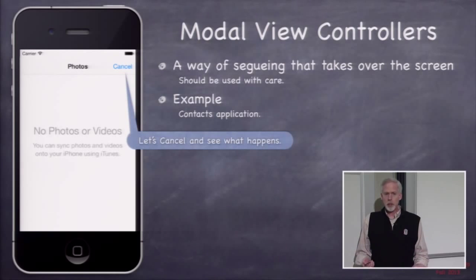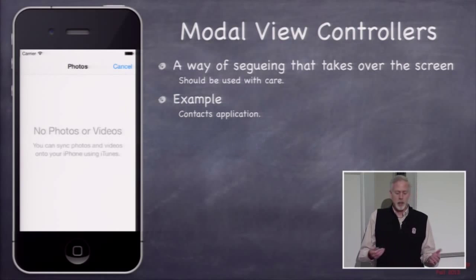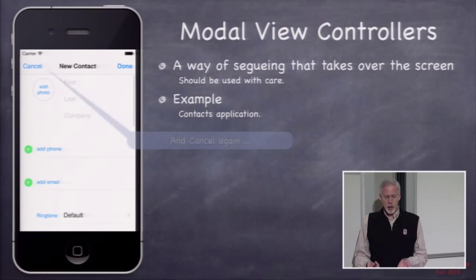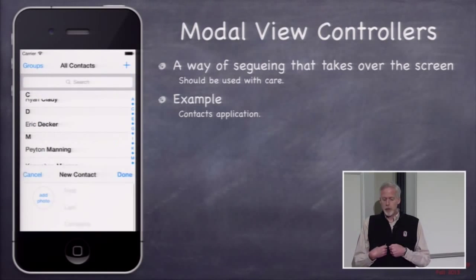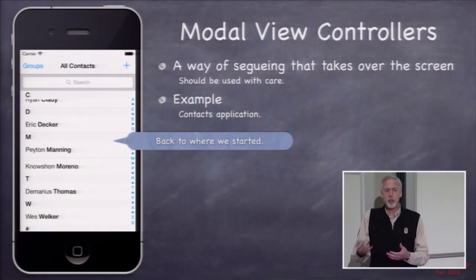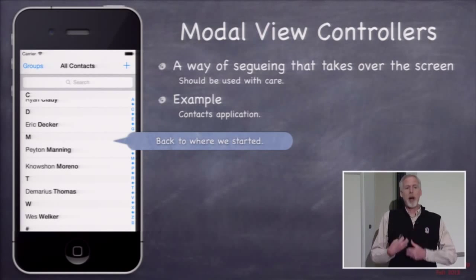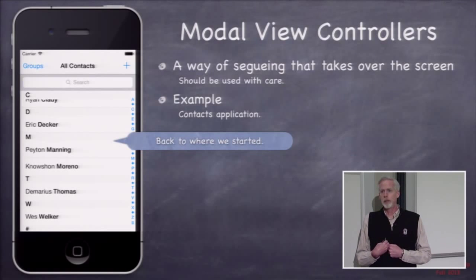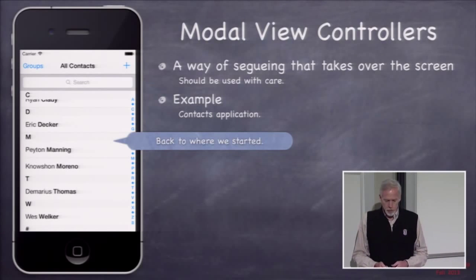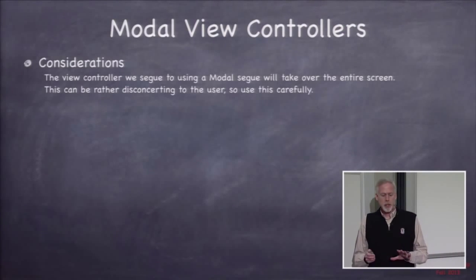Now, when I cancel and this modal view controller goes away, watch what happens. It disappears. I go back to the previous modal, obviously. And then if I cancel this modal, then I'll go back to the previous one from that. So modal takes over the screen until you hit either done or cancel or something, and then it goes away and goes back to exactly where you were. It's pretty straightforward, but I just want to make sure you understand what we're doing here with modal view controllers. Now, some things to think about.